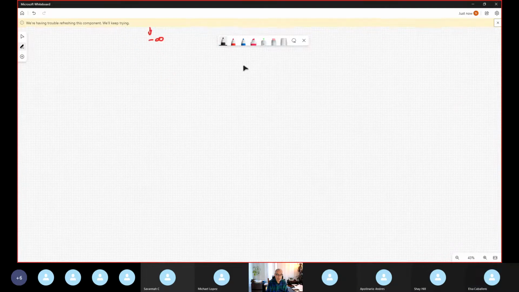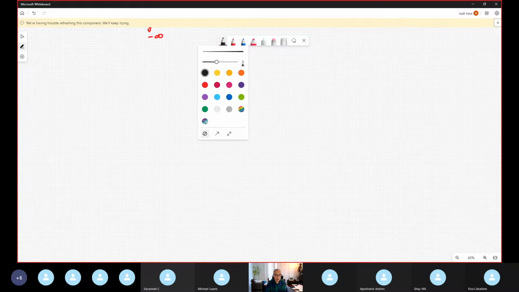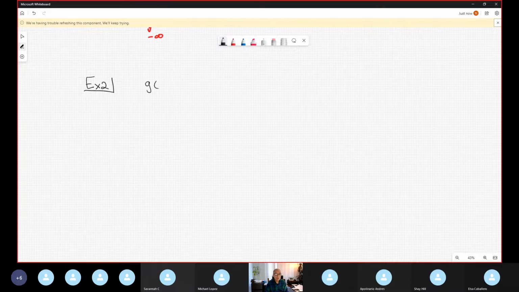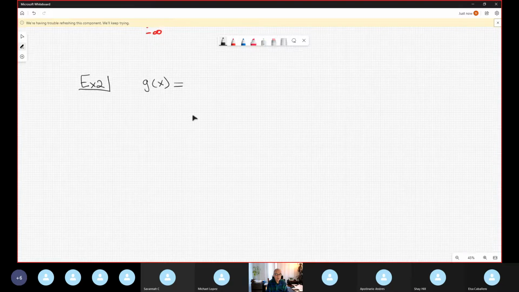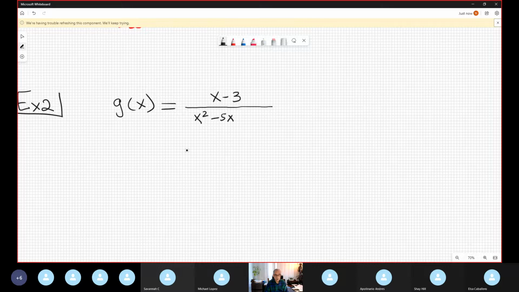Yes. Let's move on to example 2, a little bit more complicated. Example 2, the name of the function is g. And remember, a rational function is a division of polynomials. The polynomial in the top is x minus 3, a binomial. The polynomial in the bottom is a trinomial, x squared minus 5x plus 6.